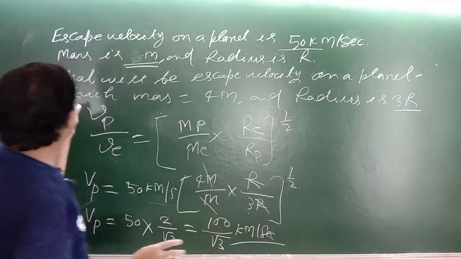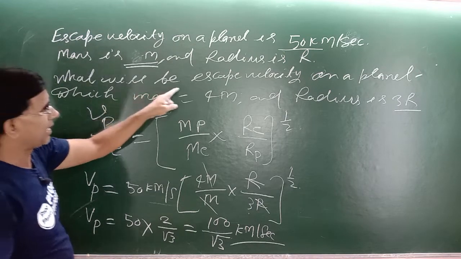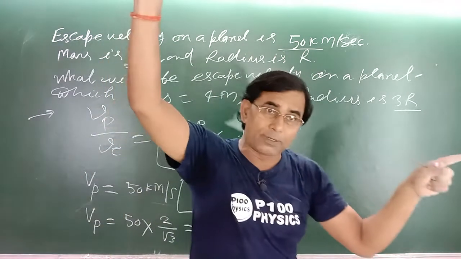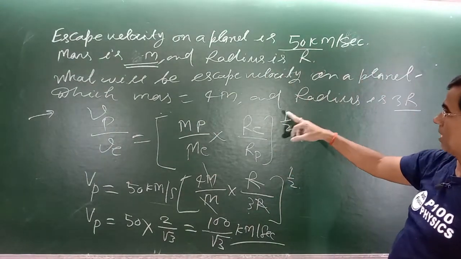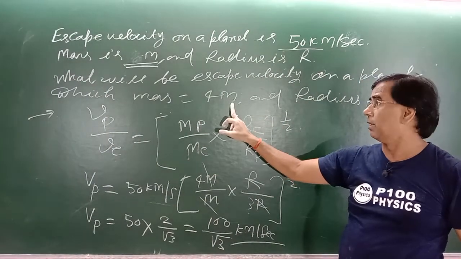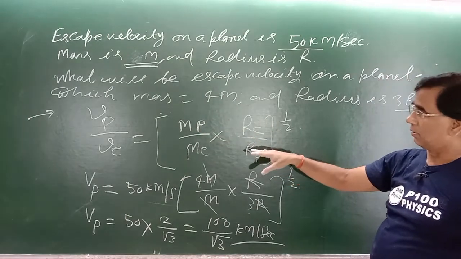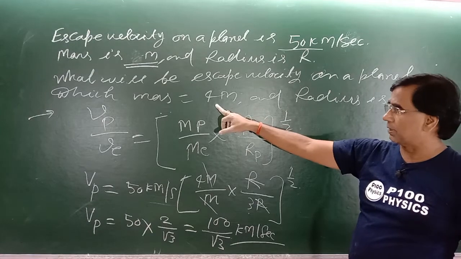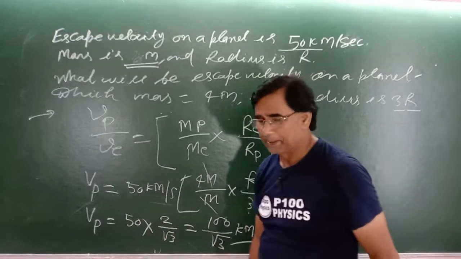The question is asking what will be the escape velocity on any other planet which has mass 4m, that is, the mass of the other planet is 4m, and the radius is 3r. Very simple.